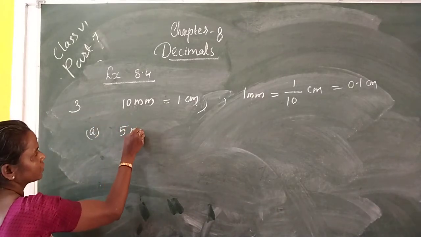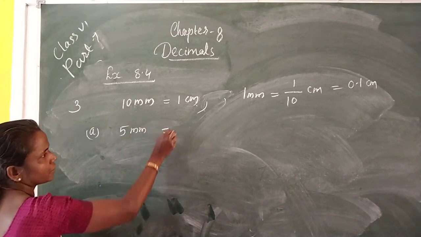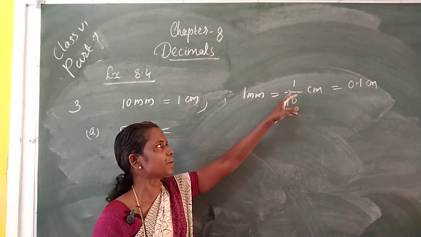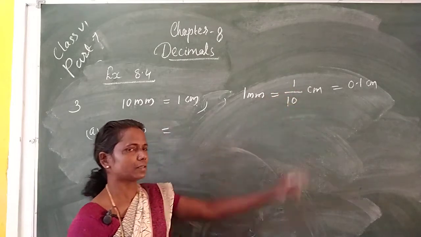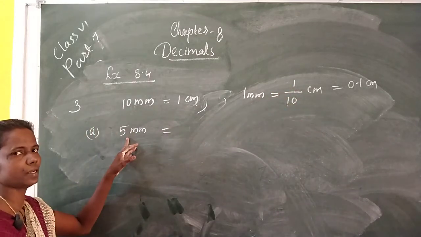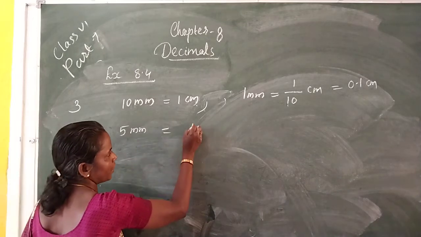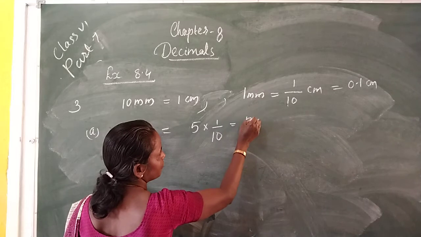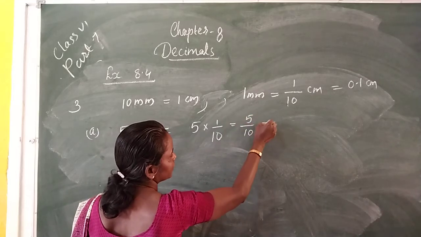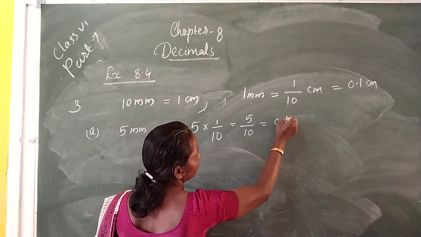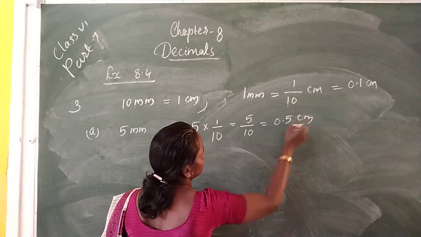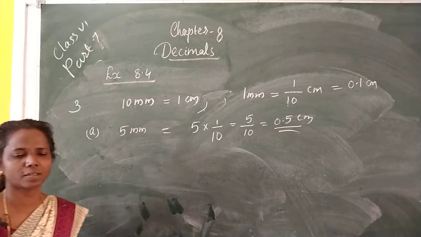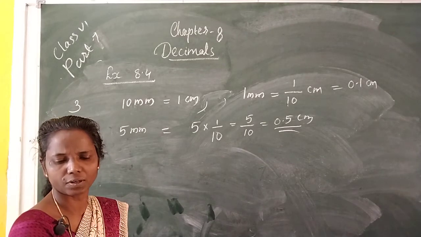Here look, question number 3 first. 5 millimeter is equal to, here millimeter convert into centimeter multiply by 1 by 10. So this 5 multiply by 1 by 10 is equal to 5 by 10 is equal to 0.5 centimeter. Here look, millimeter convert into centimeter.